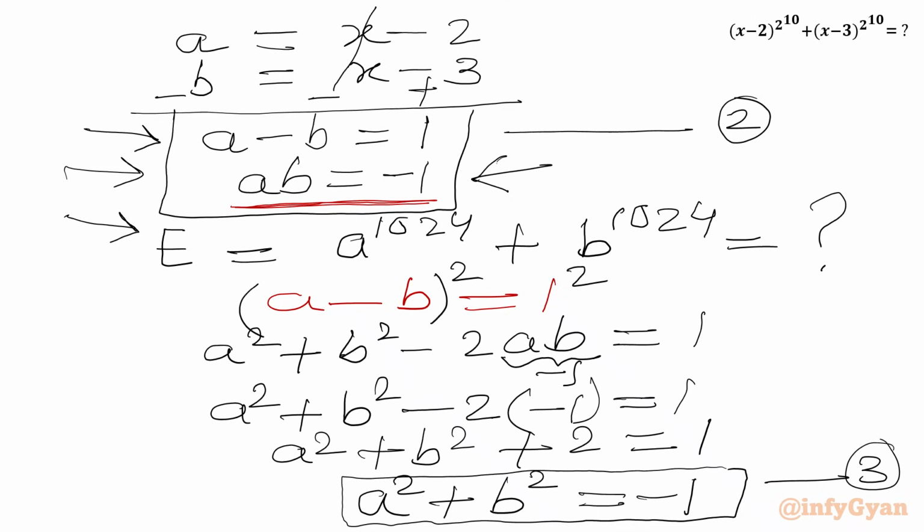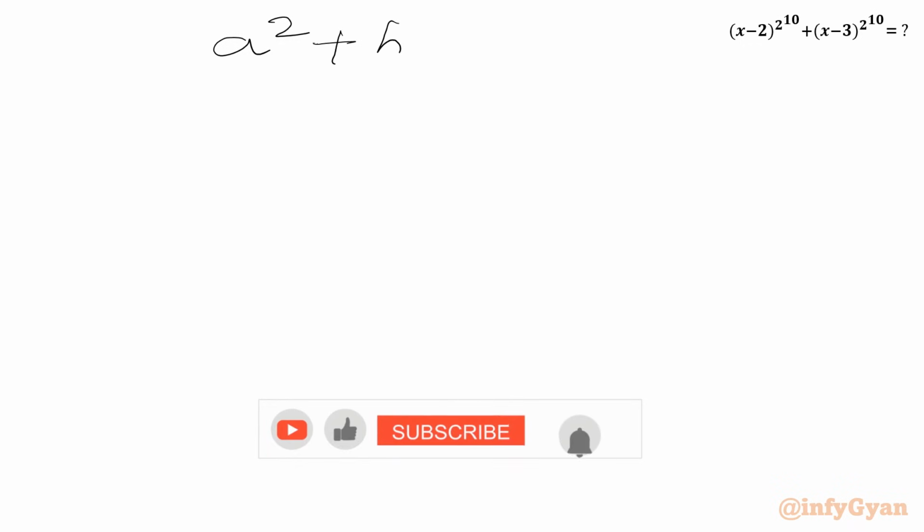So our target is a^1024 + b^1024. Here we have a² + b² = -1. We are going to square both sides. So I will write here a² + b² = -1. We'll square both sides.